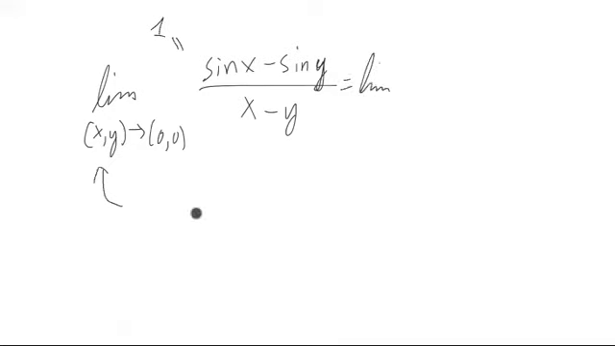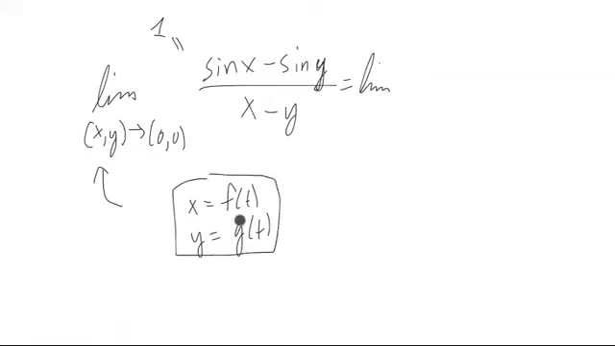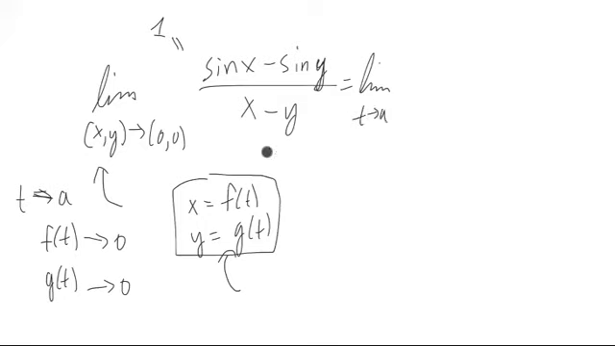So why don't we let x be equal to f of t? Let y be equal to g of t. And we're going to let f and g be completely arbitrary. The only thing that we're going to fix for f and g is that these guys will both go to 0 as t heads towards something. It doesn't matter what t heads towards. We'll just say a. We just require that as t heads there, both of these guys go to 0.